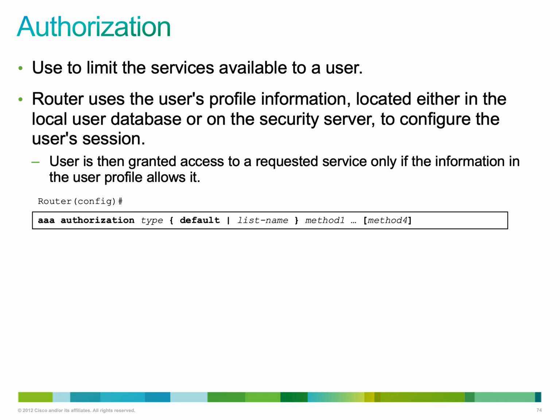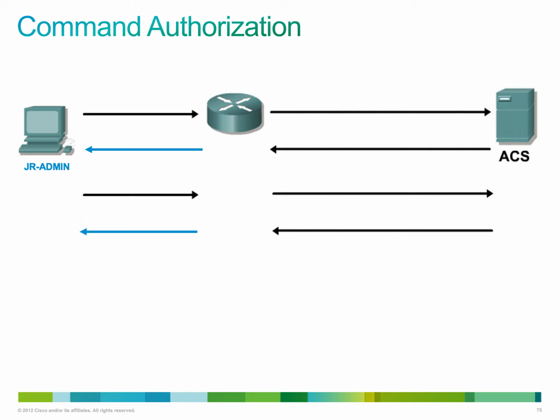The router uses the user's profile information located either in the local user database or in the security server to configure the user session. Okay, so all you need to do is, in Router1 config#, type aaa authorization, type in the default, name list, method, everything that we've done before. It's just that instead of authentication, we put authorization in this regard. Is that okay? Everything that we've done before.